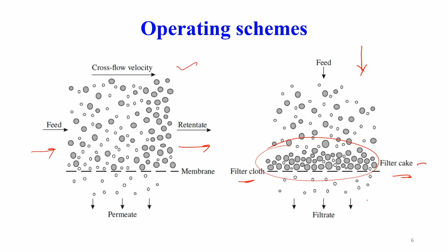So, in the case of conventional filter, we mostly go with this dead-end pattern where the filter cloth is there and the feed passes through it and there is a deposition of filter cake. While in the case of cross flow, it minimizes the cake formation, but still we will see that the challenge of membrane resistance still exists.